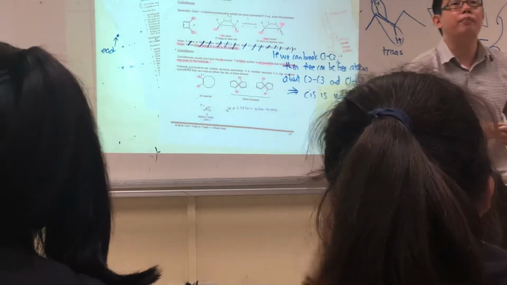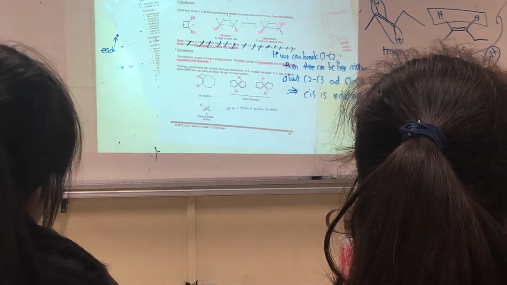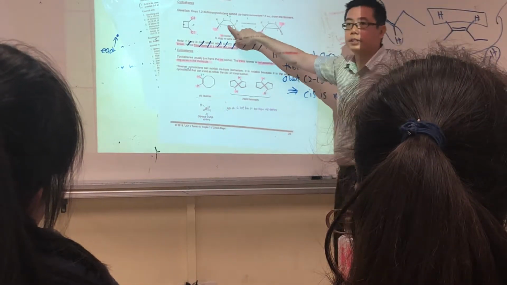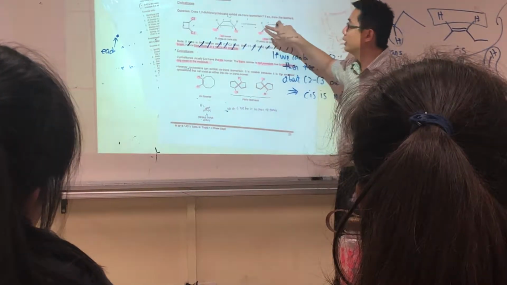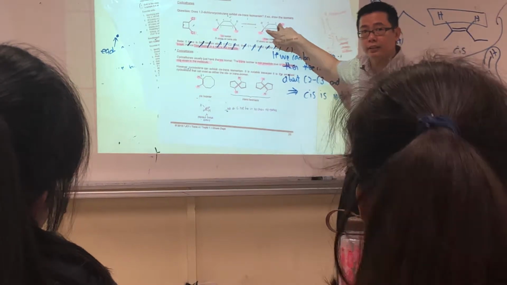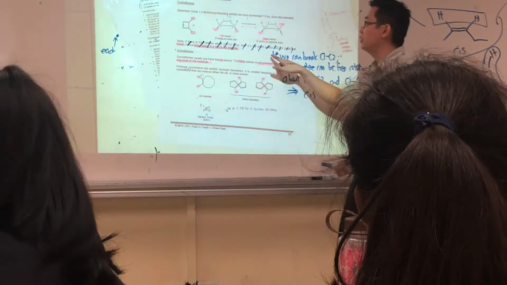But the problem is you can't break any bonds. That's why your cis and your trans will be two different things. Okay? If we can break this, we can rotate about here or here, and this thing won't be different from this. Get it? And hence this cis-trans isomerism won't exist, right? But the problem is you can't even break anything.